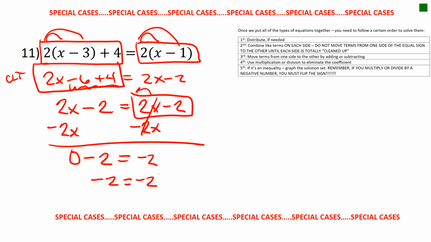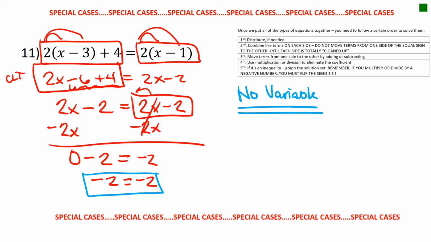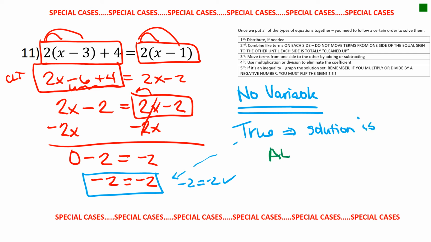First of all, when you look at your final answer, there is no variable. If there is no variable, you're going to have two things that are going to happen. The solution is true. Is it true? Does -2 equal -2? Yes. Since this is true, the solution, are you writing this down? You need to write this down, is all real numbers.